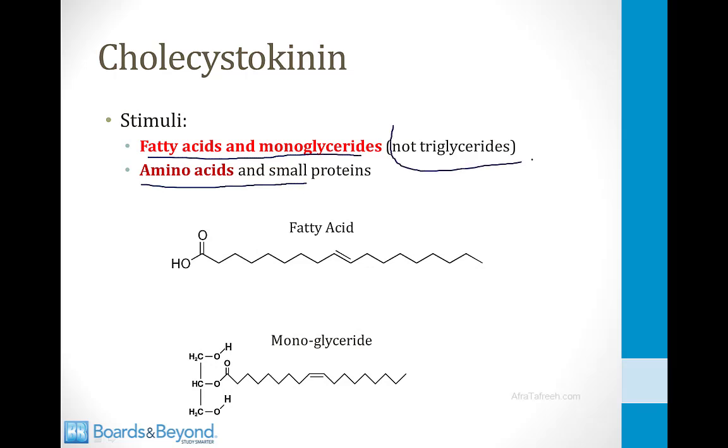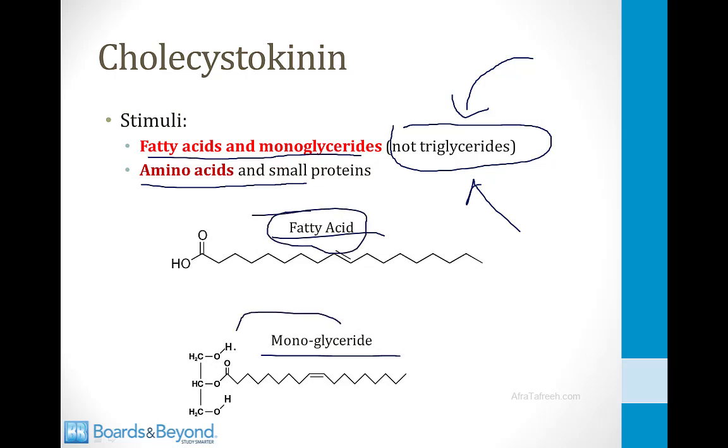Interestingly, we consume a lot of triglycerides in the food that we eat, and those are not stimuli for release of cholecystokinin. However, there is some lipase enzyme in your saliva, and that will begin to break the triglycerides down into fatty acids and monoglycerides, and those can stimulate pancreatic enzyme release, and one of the pancreatic enzymes is pancreatic lipase, which will break down more triglycerides into fatty acids and monoglycerides, and therefore those will stimulate more CCK release.